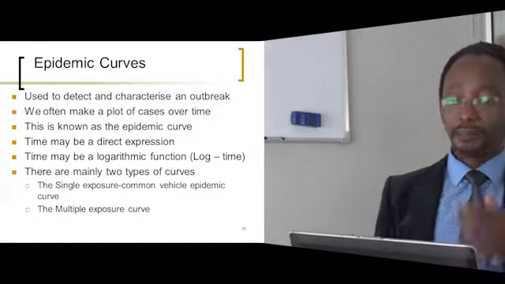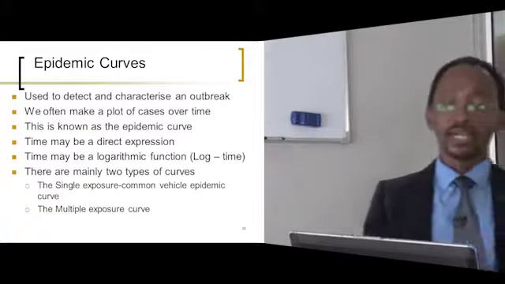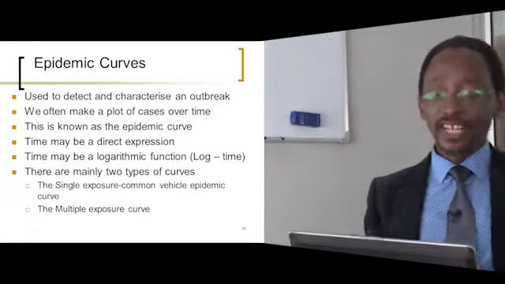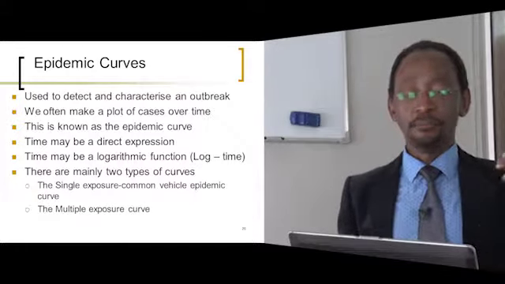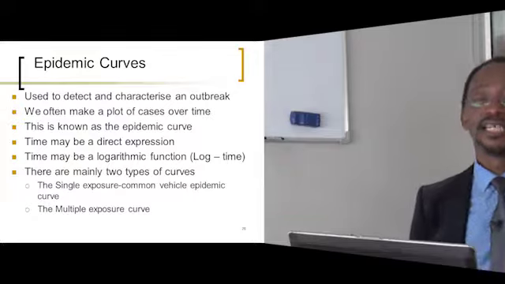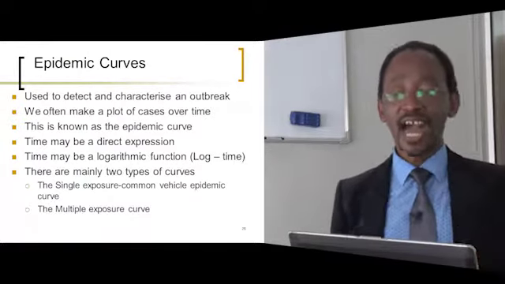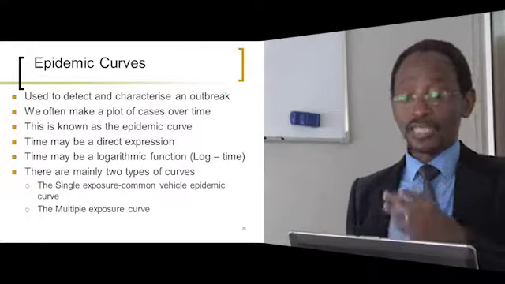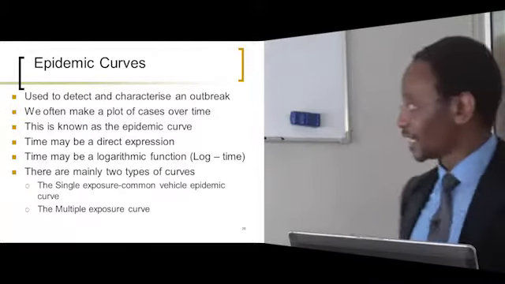Now, there are two types of epidemic curves that characterize outbreaks. There's what we call a single exposure common vehicle epidemic curve and a multiple exposure curve. And we shall look briefly at these. In a single exposure common vehicle epidemic curve, also known as the point source epidemic, we tend to have a curve.